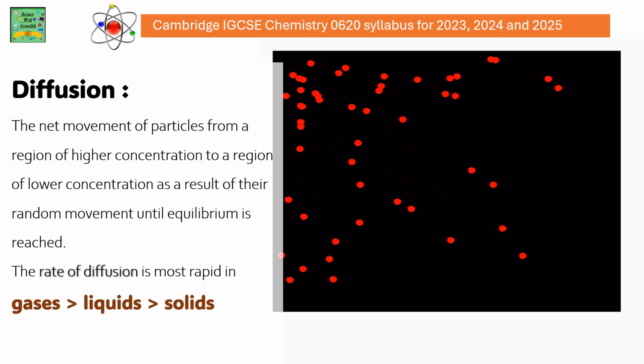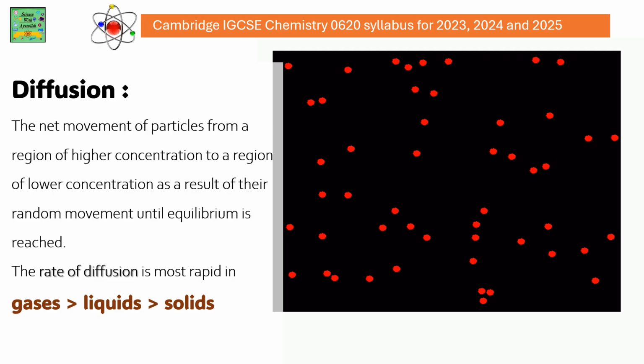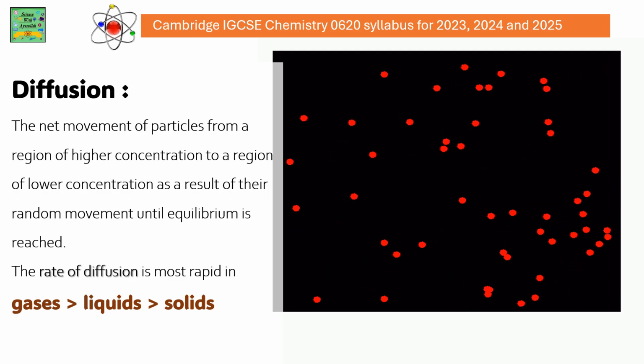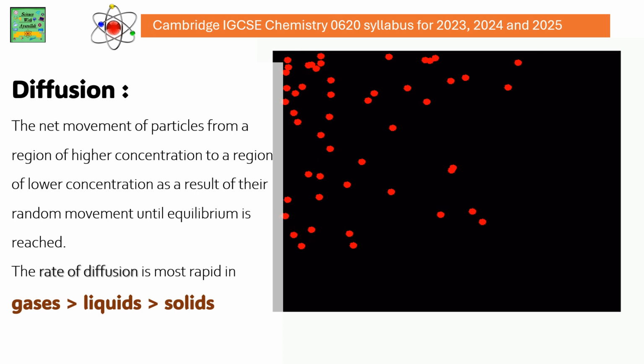However, the rate of diffusion in liquids is much slower than in gases. Diffusion does not take place in solids as the particles cannot move from one place to another.